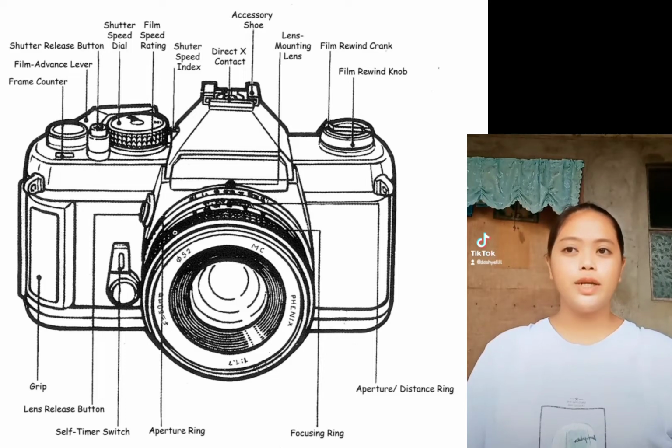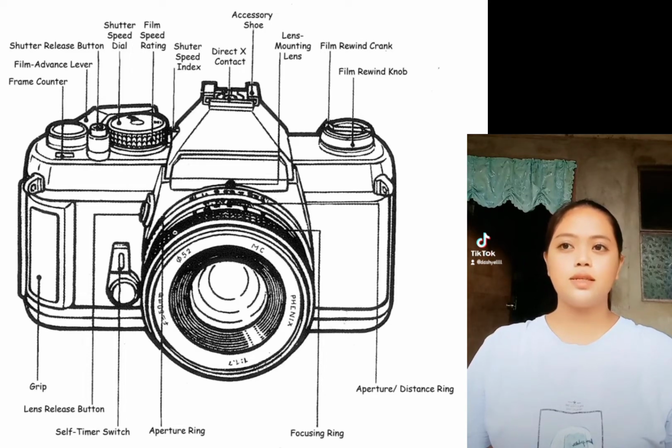The aperture ring on the lens allows the photographer to control the aperture with the lens. These settings are marked on the lens using f-stops. On automatic cameras, the aperture can only be controlled through the camera body's f-stop settings.